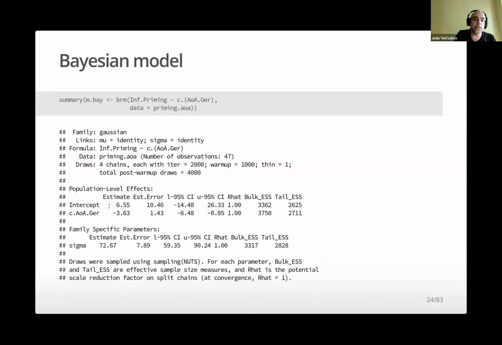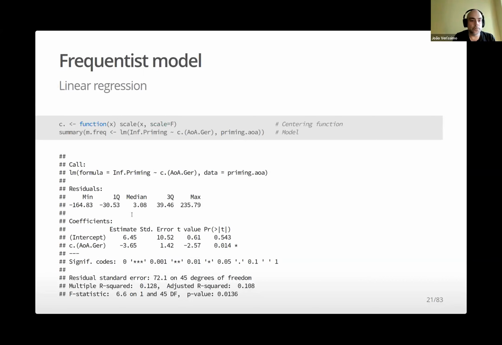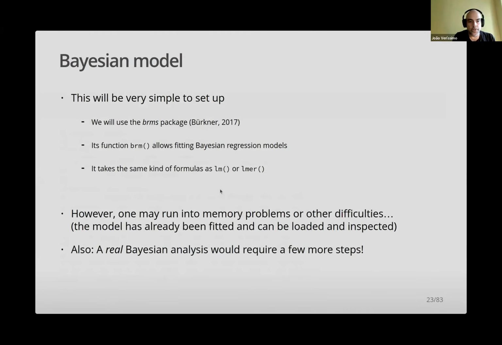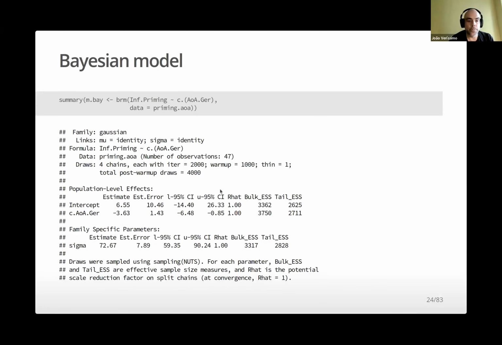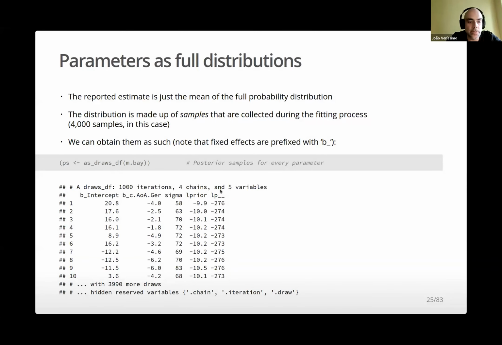If we look at the estimates, they're actually very similar to the estimates that we obtained before in our frequentist model. So here we have 363. If I go back to the frequentist model, we have 365. And so it's actually very similar results. However, this reported estimate, the 363, is just the mean of a full probability distribution. So we shouldn't reduce the statistical inference to this one value. This is just the mean of a full distribution.